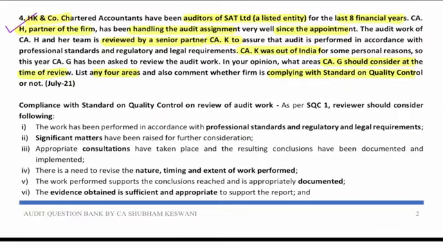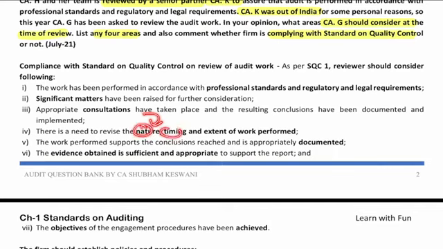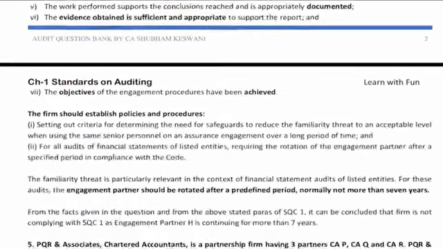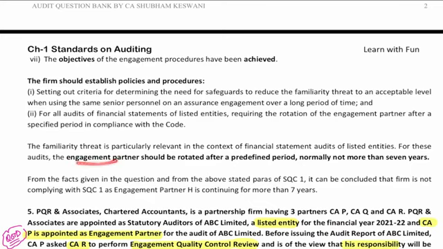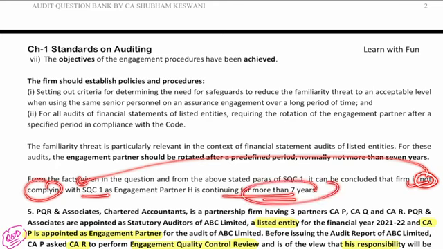Let's have a quick revision. What was the first point? Compliance with PRL requirement. Then, sir, significant matters raised for consideration. Senior not able to resolve, consultations for difficult and contentious matters. So they are documented. Then after the consultation, nature, timing and extent of work performed needs to be revised. Then you talk about the evidence, whether evidence is sufficient and appropriate, conclusions reached, and last mein, objective achieved. Now talking about the 7 years point, you can say engagement partner needs to be rotated after 7 years. And here in this case, firm is not complying with SQC-1 because H is continuing for more than 7 years.